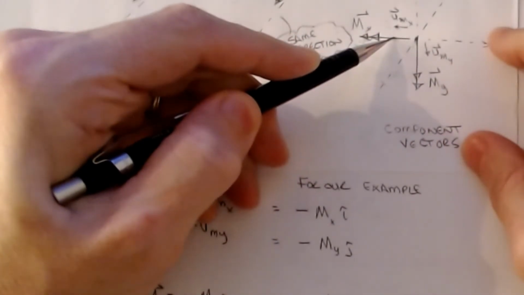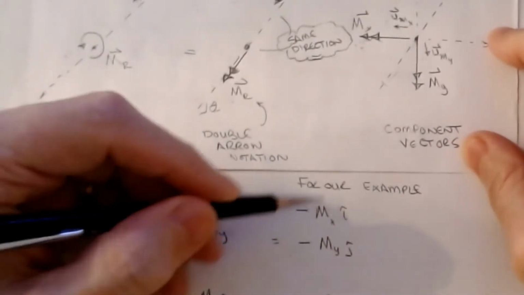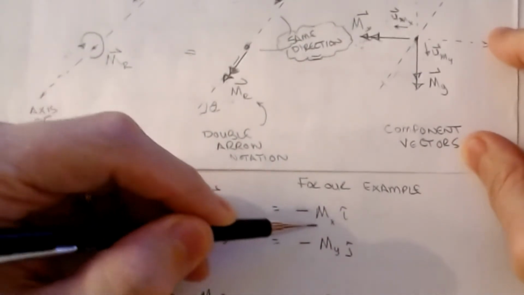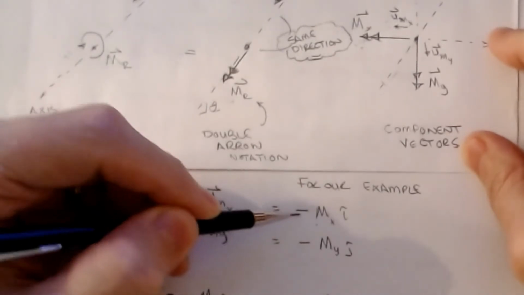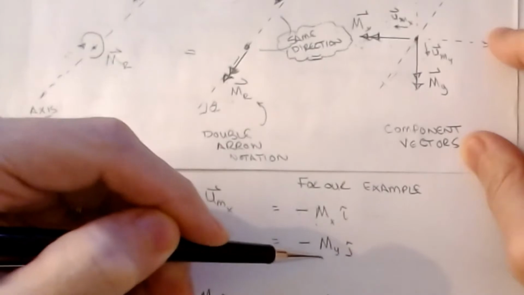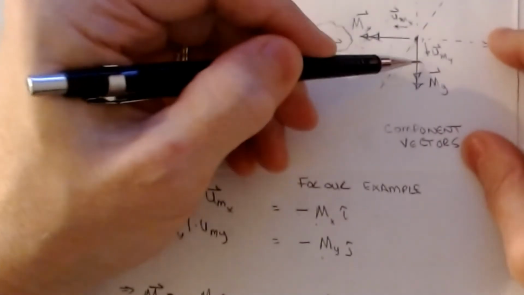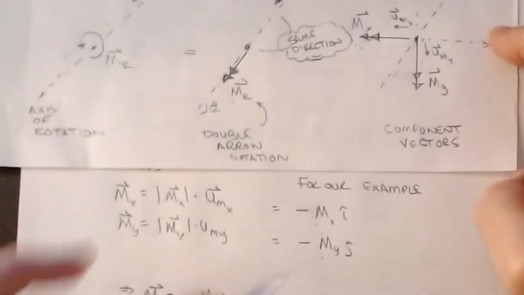So for our example on this particular page, as we talked about, if I slide this down, this mx is a negative i. If I write this, again I've dropped the absolute value, but this is the magnitude of the moment about the x-axis, a positive value, dotted into a negative i. That's exactly what we saw here. Just like my is the magnitude of the moment about the y-axis, a positive value, dotted into a negative j, because that's the direction of the unit vector. And so that's what we have on that.